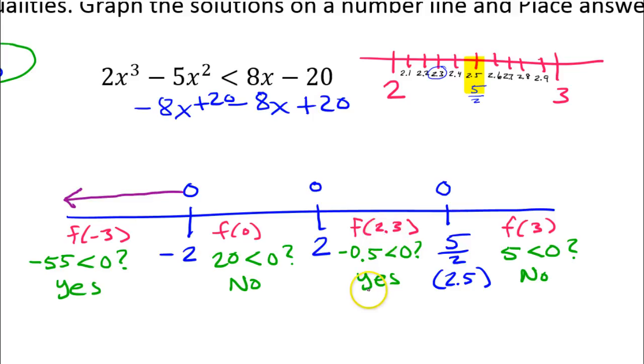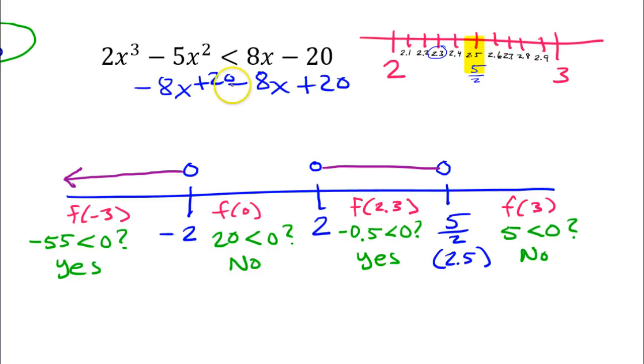2.3 gave us a yes, a true statement, so that's a solution. That means all of these points are solutions. 3 gave us a no. That's not a solution, so nothing over here will be a solution. So this graph now reveals the solution set for the inequality. But in the end, we are supposed to write our solution set in interval notation. And looking at this arrow, it goes from -infinity to -2.